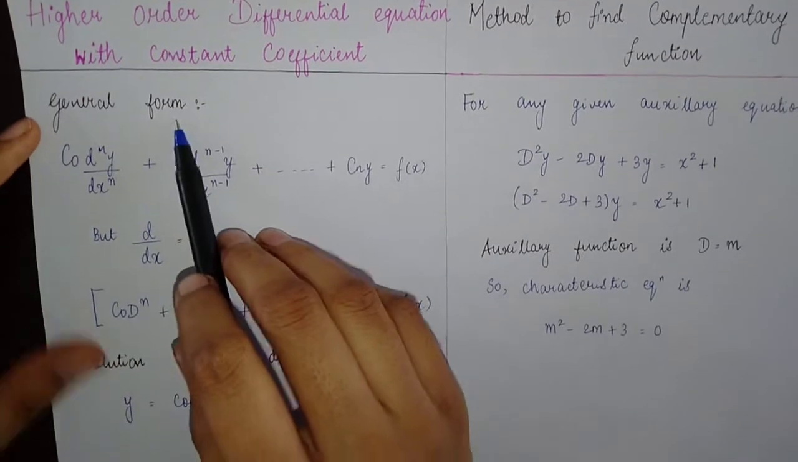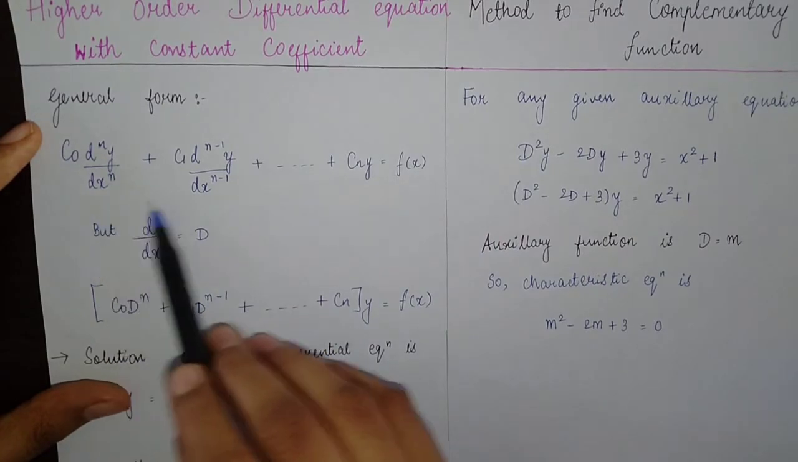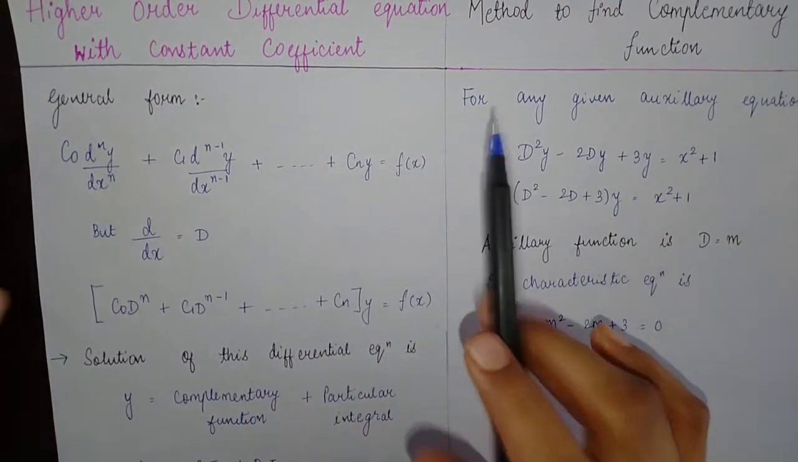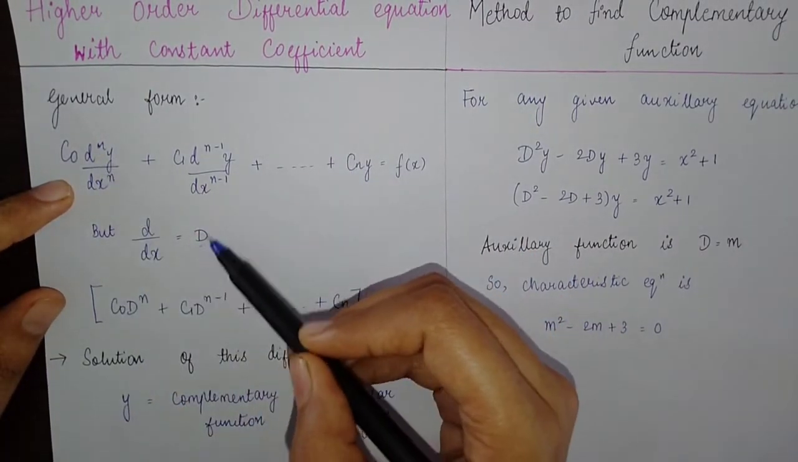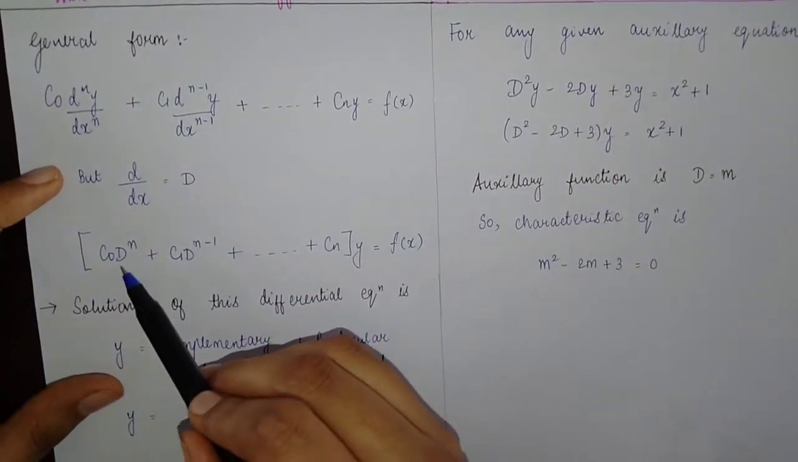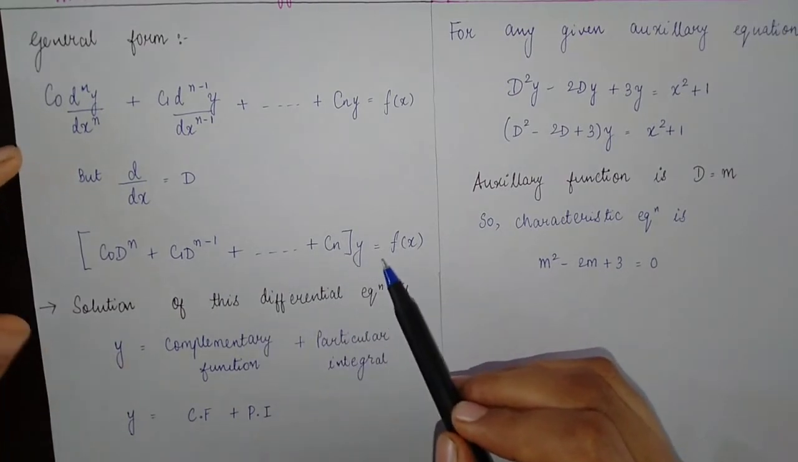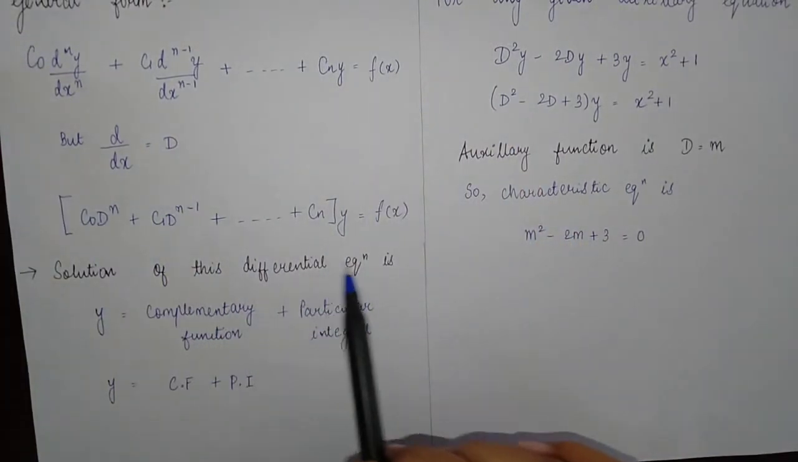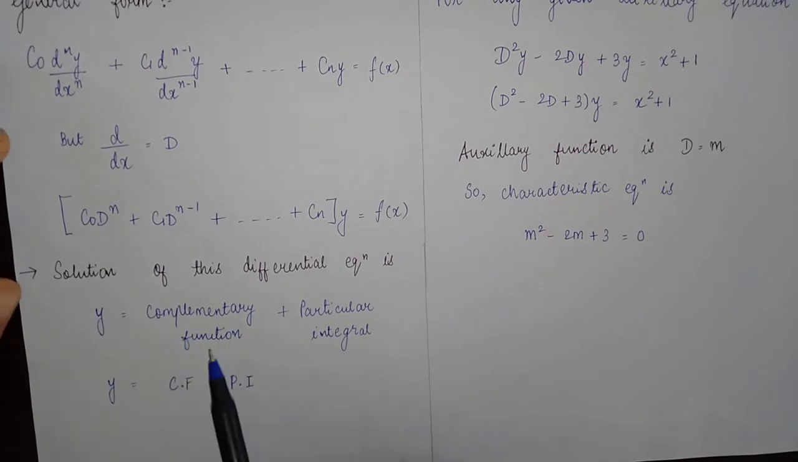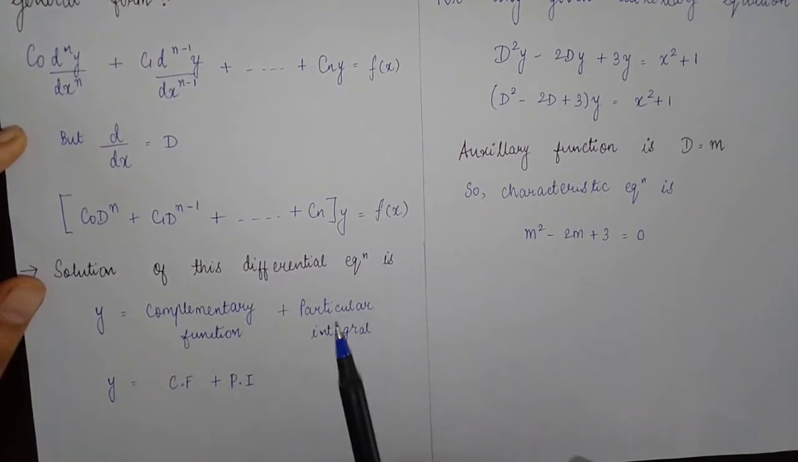First of all, the general form of a higher order differential equation is given by C0 d^n y by dx^n and so on. But if you substitute d by dx equal to capital D, then you will get C0 D^n plus C1 D^(n-1) up to Cn y equal to f of x. The solution of this differential equation is given by y equal to complementary function plus particular integral. In this lecture we will study how to find the complementary function, and in the next lecture we will study how to find the particular integral.